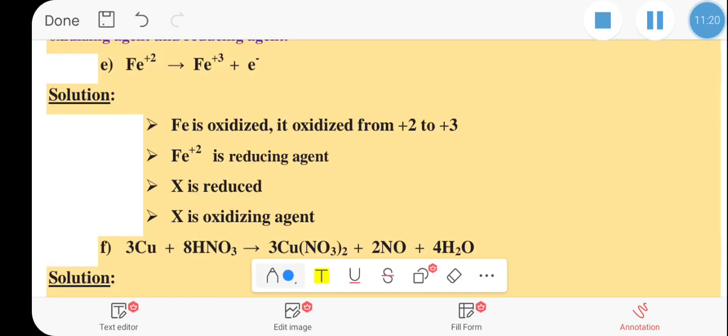The fifth question: the iron plus 2 ion gives us iron plus 3 ion by removing 1 electron. In this case, iron is oxidized from plus 2 to plus 3. Therefore, the iron ion is oxidized. It oxidized from plus 2 to plus 3. Iron plus 2 ion is the reducing agent.